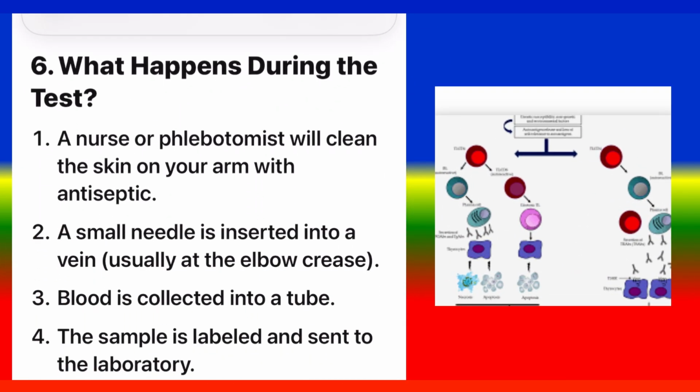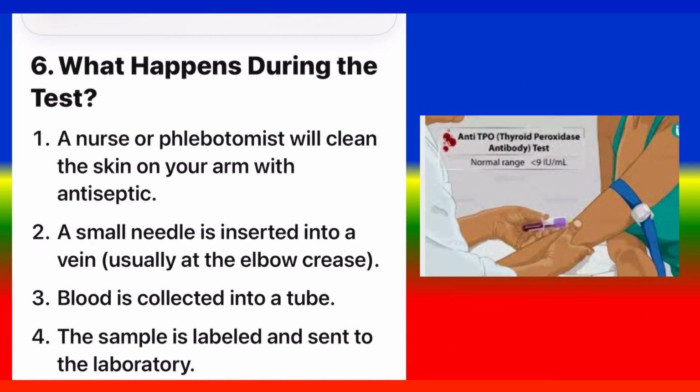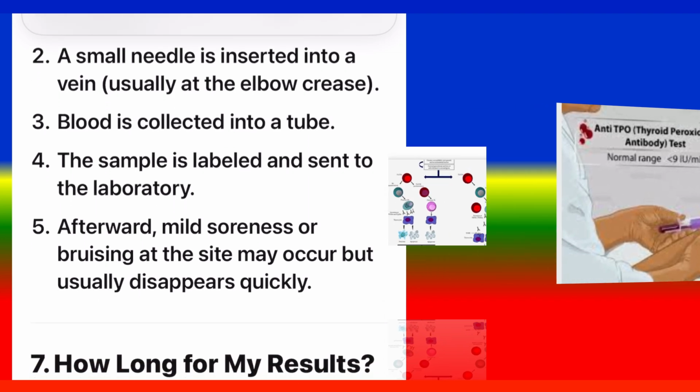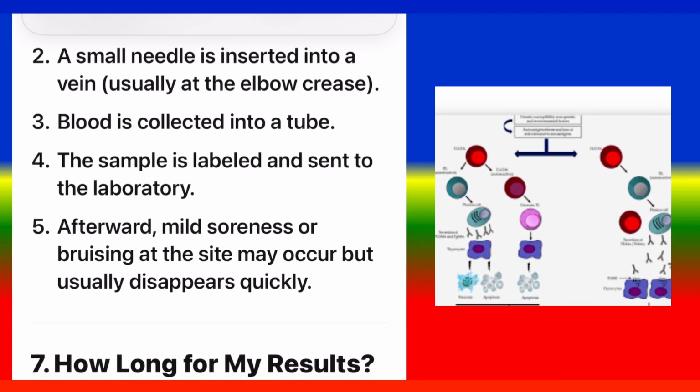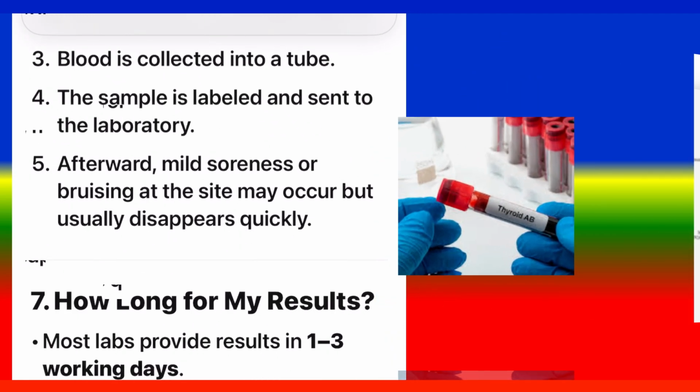Number 6. What happens during the test? 1. A nurse or phlebotomist will clean the skin on your arm with antiseptic. 2. A small needle is inserted into a vein, usually at the elbow crease. 3. Blood is collected into a tube. 4. The sample is labeled and sent to the laboratory. 5. Afterward, mild soreness or bruising at the site may occur, but usually disappears quickly.